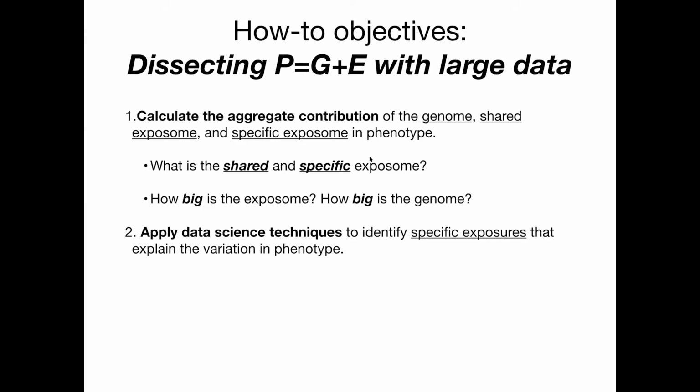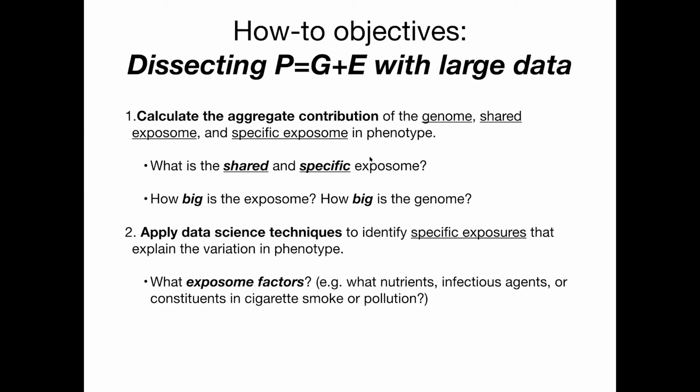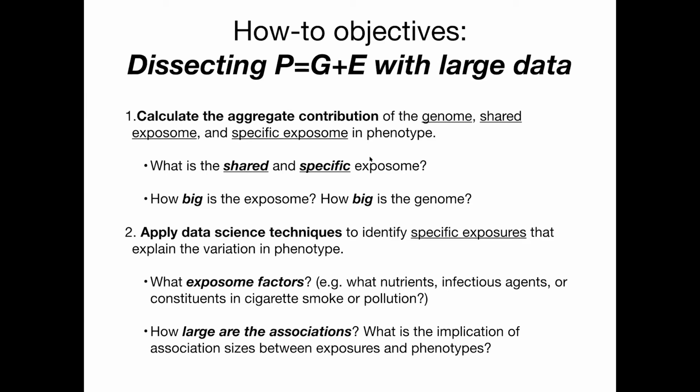And secondly, how to apply new data science techniques to identify specific exposures that explain this variation that you measure in one. So for example, what are the actual specific exposome factors that drive the variation in phenotype? And how large are they? And what is the implication of these association sizes between exposures and phenotypes?